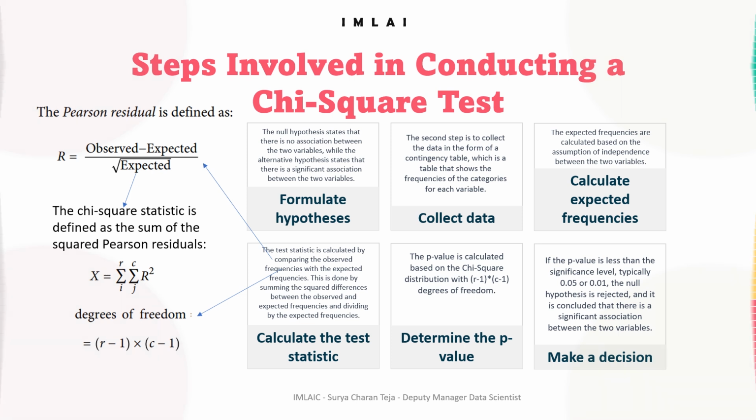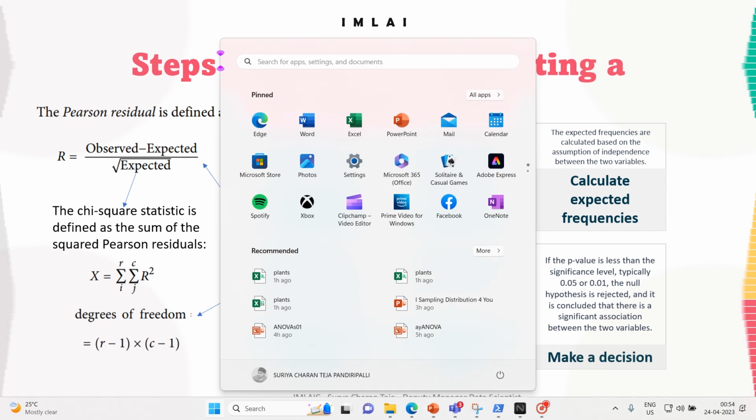Then make a decision. Conclusion: if the p-value is less than the significance level, typically 0.05 or 0.01, the null hypothesis is rejected and it is concluded that there is a significant association between the two categorical variables. Otherwise, the null hypothesis is not rejected and it is concluded that there is no significant association between the two variables.